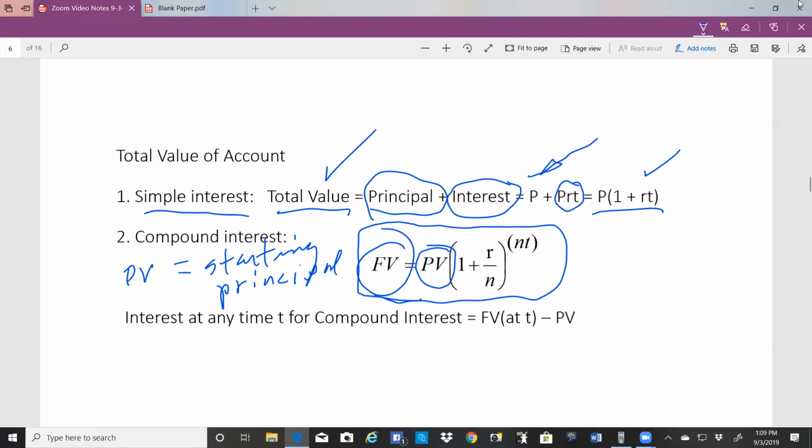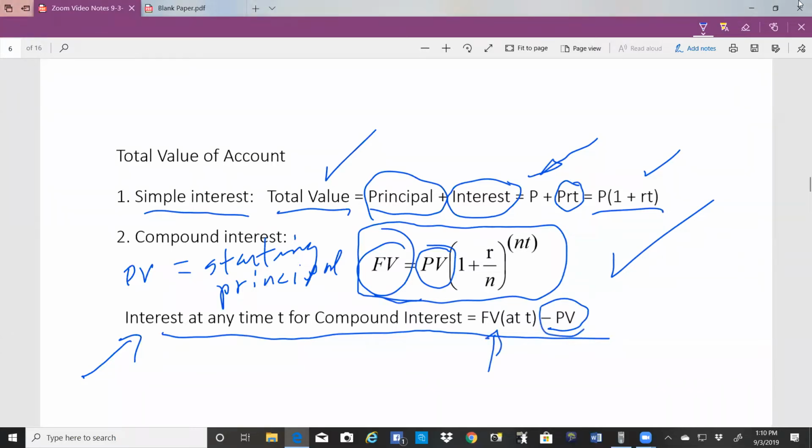One of the things that some folks had an issue with was how much interest you had gotten on your account at any particular time. Well, at any time, the value of the account is the future value, FV. Subtract the beginning amount, the present value, from it, and that will be the total interest. And we'll do an example of that in a little bit.